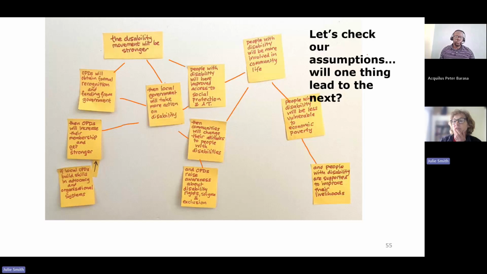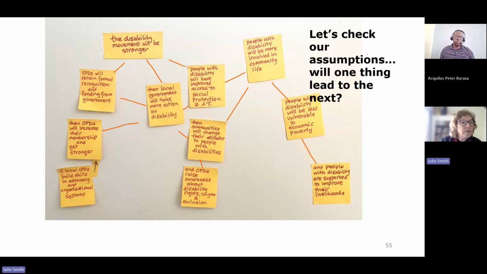So let's check our assumptions. Will one thing lead to the next? This is the sort of thing that you can do in a workshop. Are things really going to work this way? Are there assumptions that are too unrealistic? Are there things that might not happen? Are we hoping that there's going to be too much magic involved and not enough reality? So it's a chance to do a reality check.